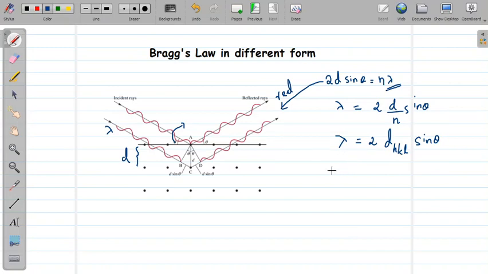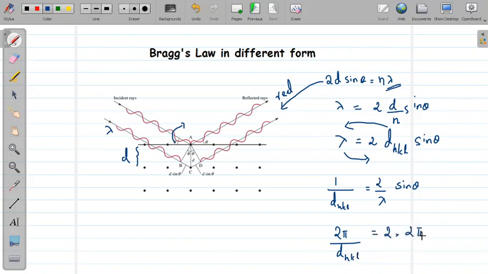Now modifying this a little further, let me move this lambda to this side and d to the left side. 1 by dhkl equal to 2 by lambda into sine theta. Now multiplying both sides with a 2 pi factor, 2 pi by dhkl equal to 2 into 2 pi by lambda sine theta. So this is our modified equation.